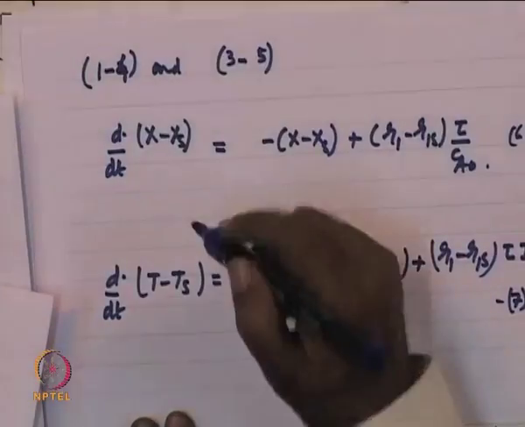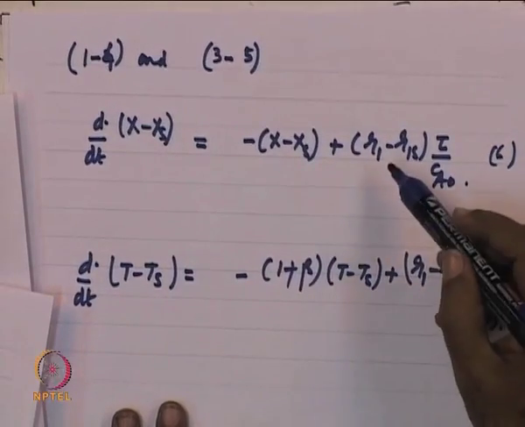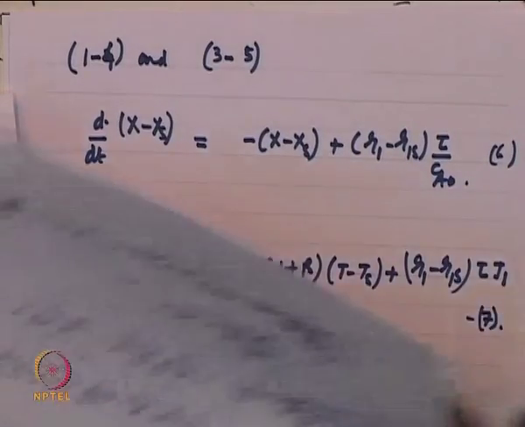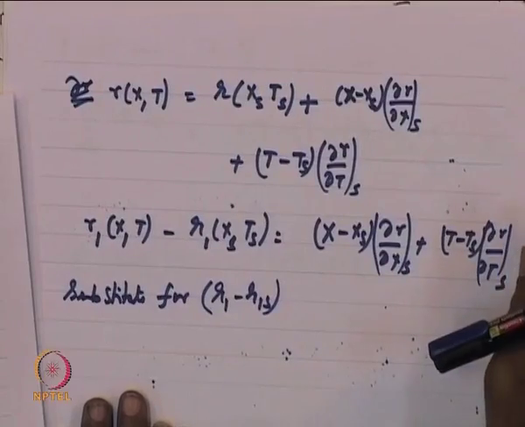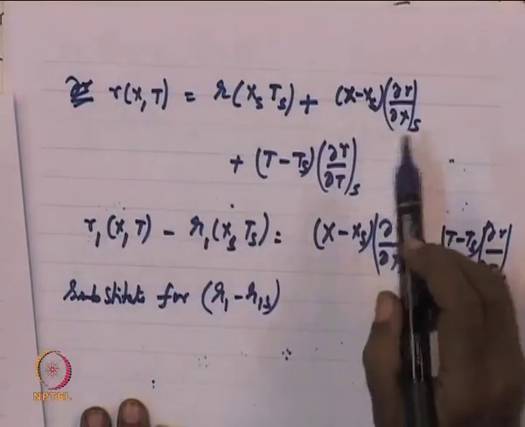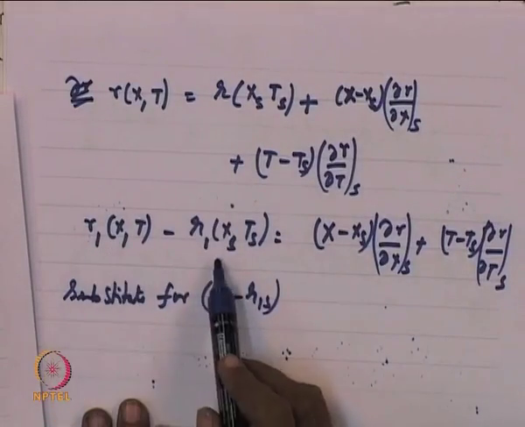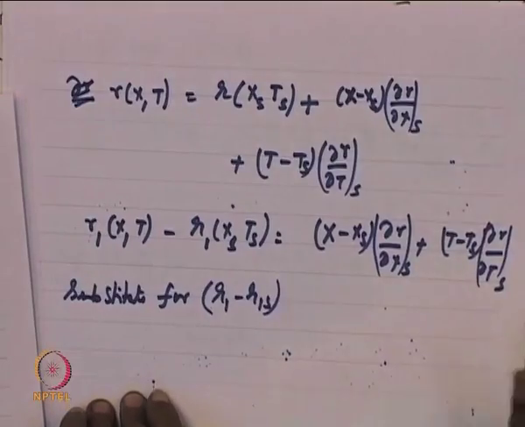Let us just go through this once again, so that there is no confusion. What we have done is expressed the differential equation in the form of x minus xs and t minus ts. The right hand side involves a term R1 minus R1s in both the material balance and the energy balance. Then we said that R1 minus R1s can be understood from the Taylor series expansion for the function R of x and t, which we have done here. So this gives us R(x,t) minus R1(xs,ts). Therefore, the difference between R1 and R1s is given by x minus xs times del R del x, and t minus ts times del R del t. So we have to substitute for that here.